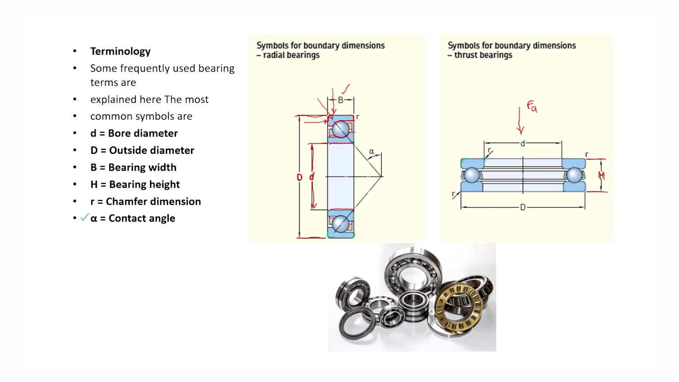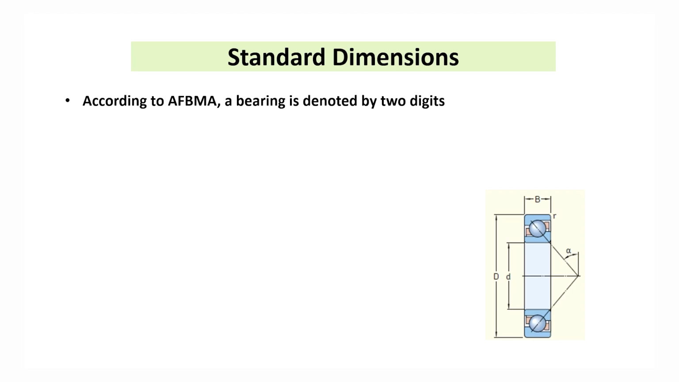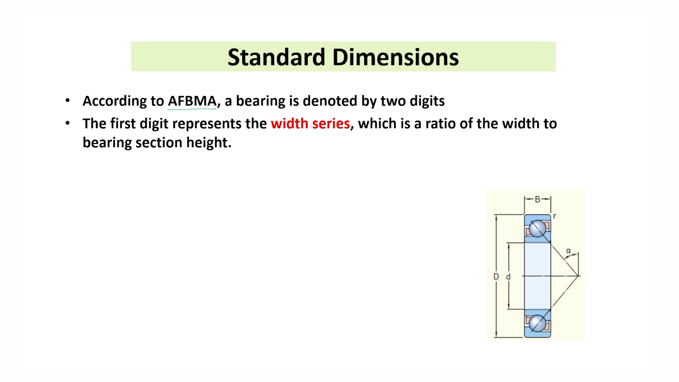In this figure, different ball bearings are shown. This one is the thrust bearing and the radial bearings. Here the rolling element is the roller. See, here it is a ball. Now, standard dimensions according to the Anti-Friction Bearing Manufacturers Association, AFBMA: a bearing is denoted by two digits.